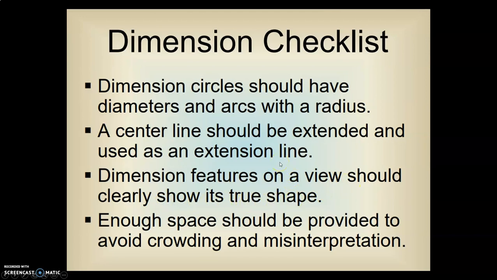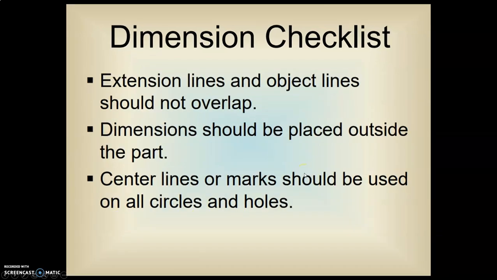Dimension features on a view should clearly show their true shape. We're going to have options where we can put a dimension at one place or another. We want to make sure that it clearly shows the shape. Enough space should be provided to avoid crowding and misinterpretation. Extension lines and object lines should not overlap. Dimensions should be placed outside of the part unless you really can't help it. Center lines or marks should be used on all circles and holes.